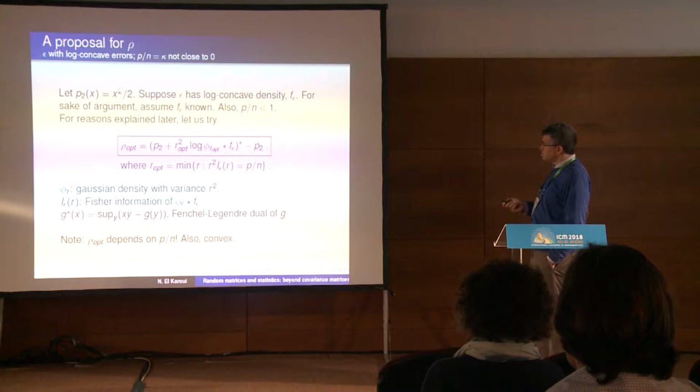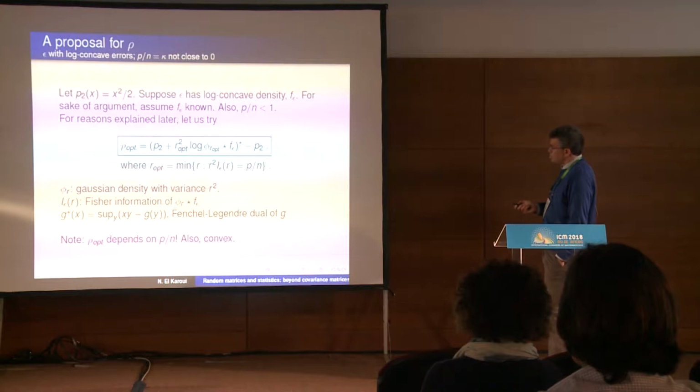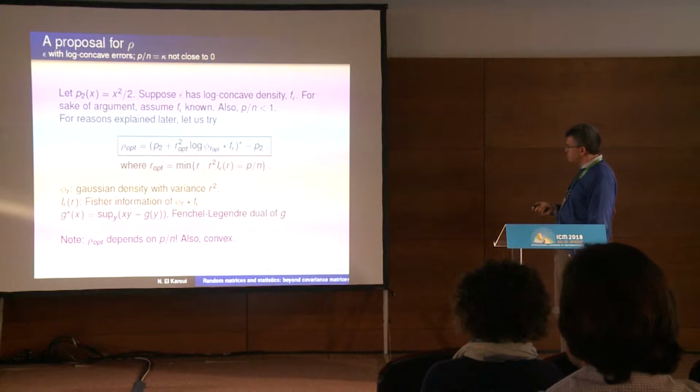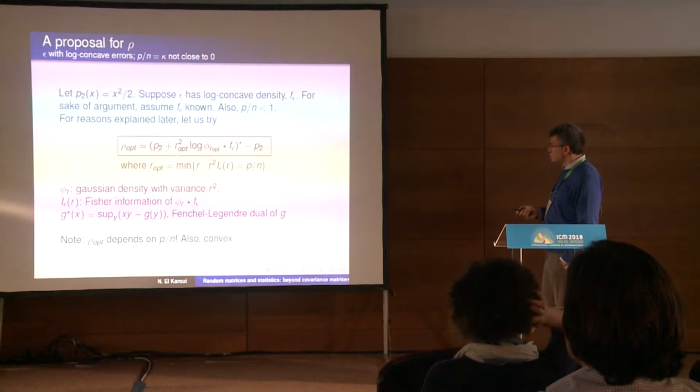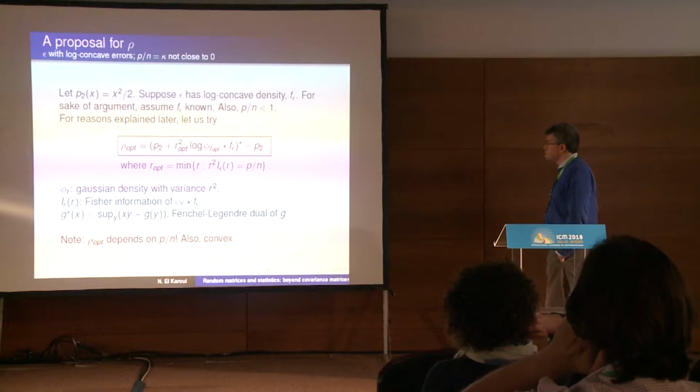Okay? So for a reason I'll explain later, I'm going to compare that with this loss function, which depends basically on the square function, which is here. Then I add something that involves the errors, which is a convolution of a Gaussian, properly scaled. You take the log of that, I scale it, and then I take the Fenchel-Legendre dual of that, and then I take out the x squared over 2. Okay? So this rho depends on p over n, because this factor here depends on p over n. The details are not super important for the rest of the talk. And also it's convex.